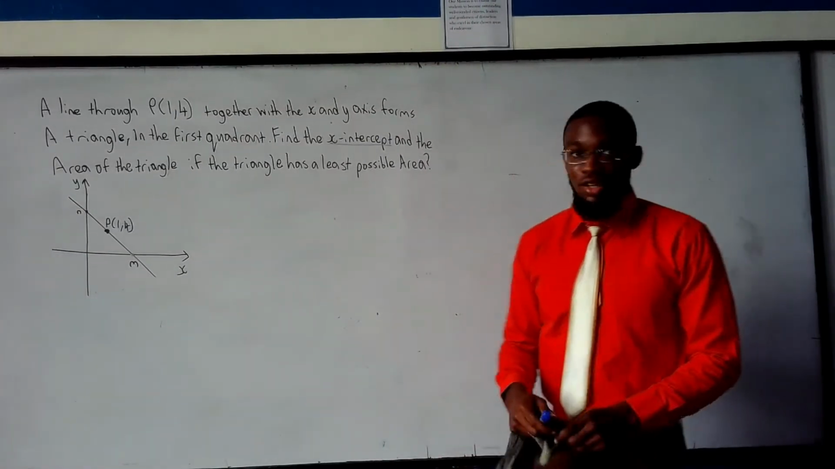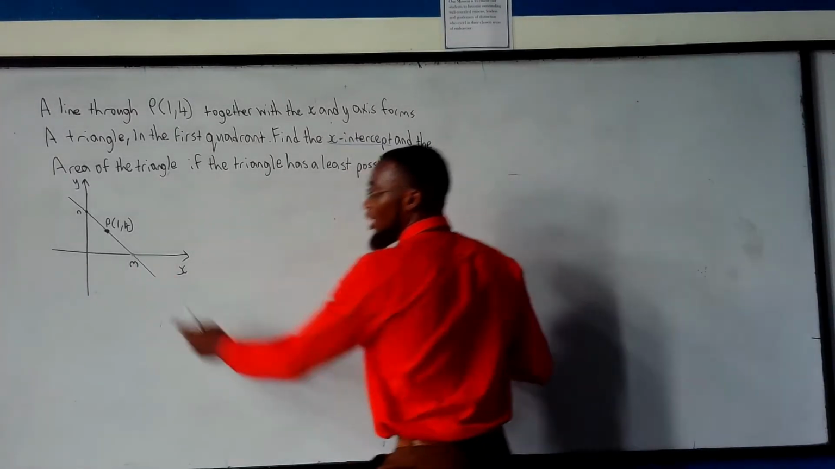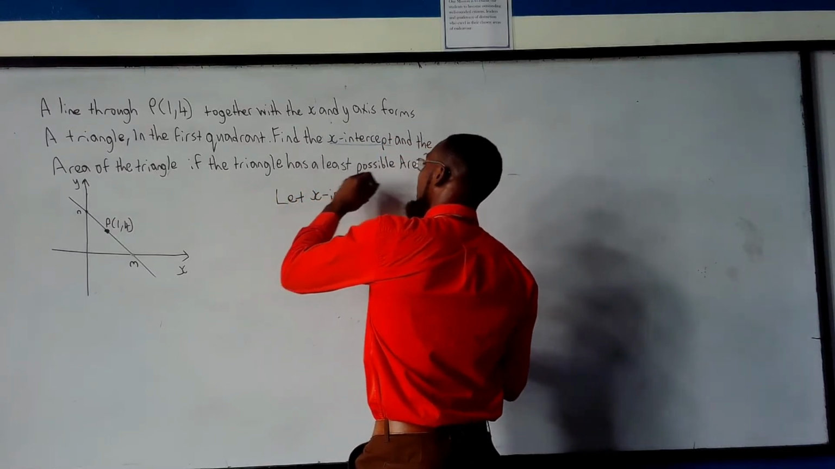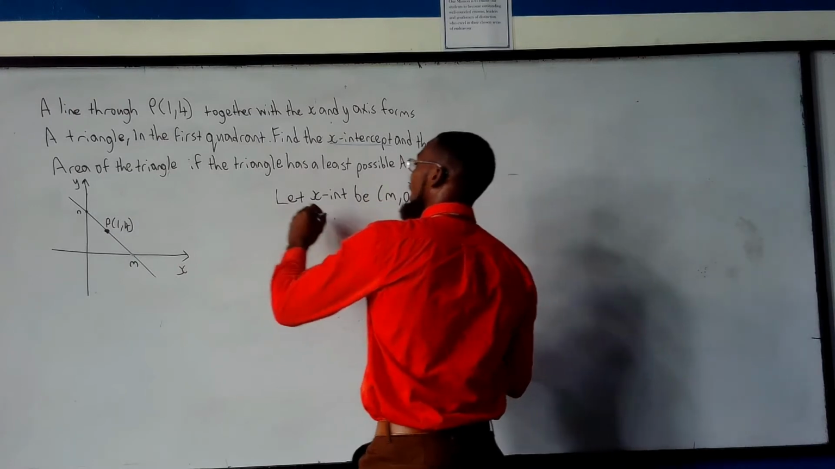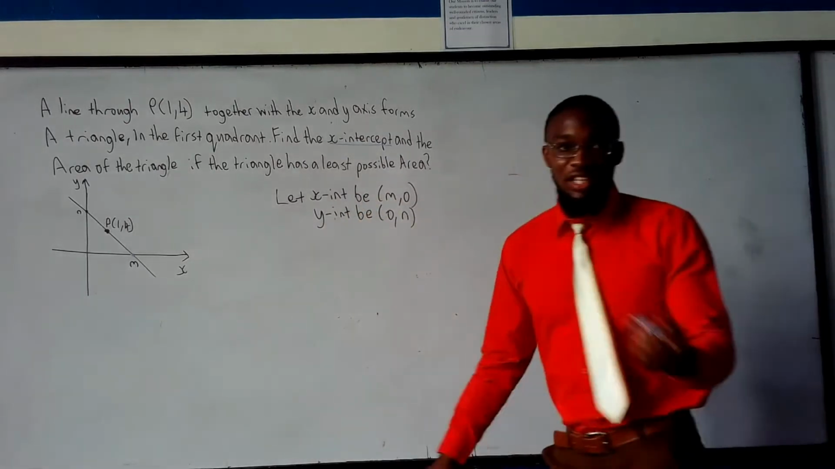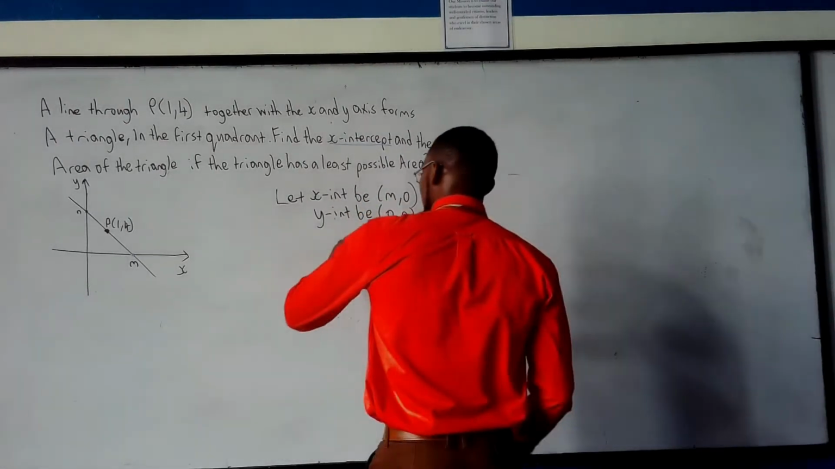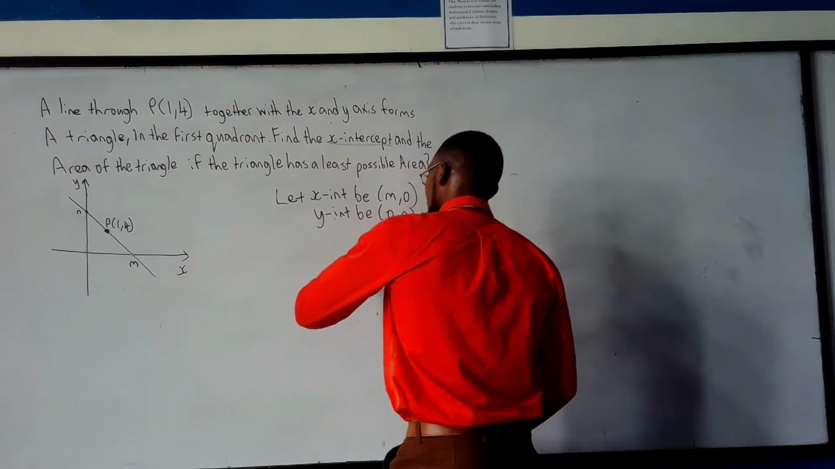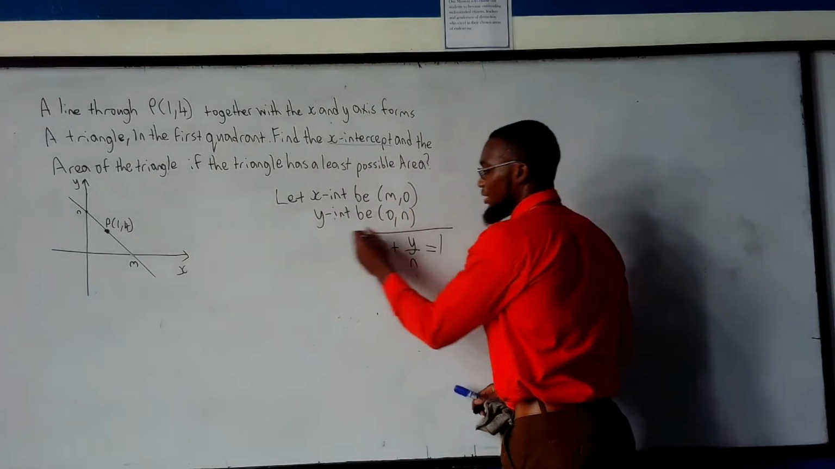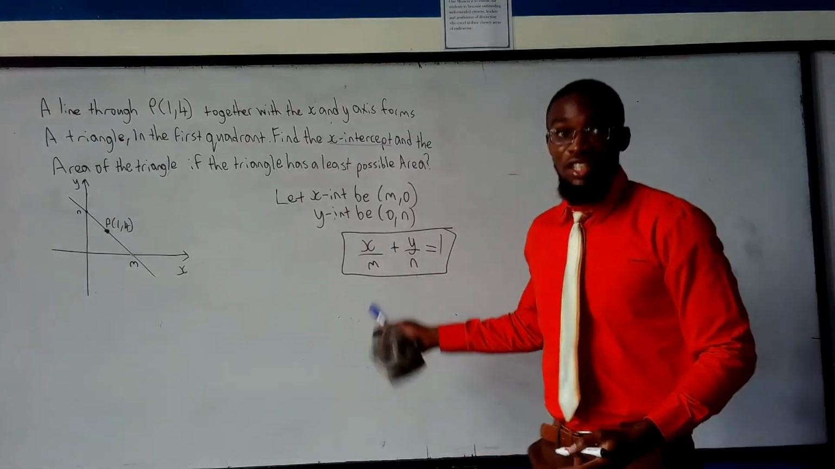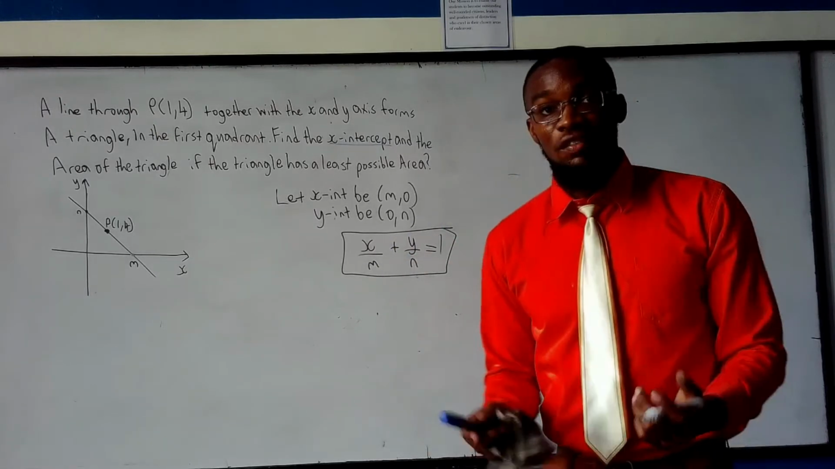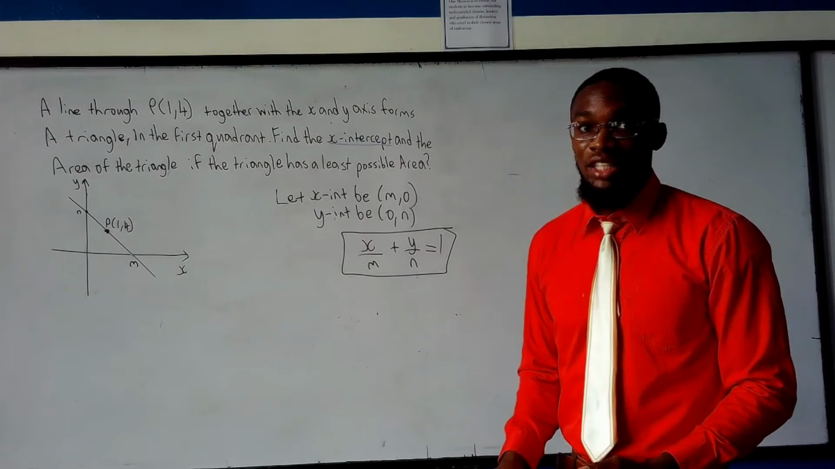Alright, so now we know that this point right here we're calling the x-intercept. Let x-intercept be (m, 0) and let y-intercept be (0, n). So using the equation we just found out, it is going to be x over m plus y over n equal 1. That's the equation of that line. If this is the equation of the line, then any point on the line satisfies the equation.